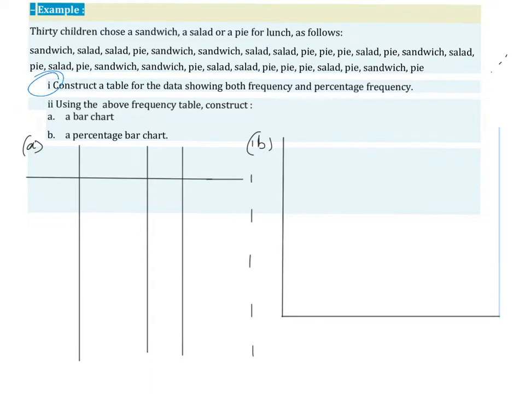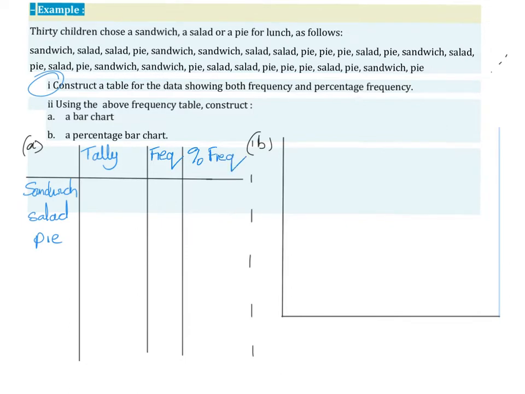So what are the three things that we are looking at here? They are sandwich, salad, and pie. Okay, now we introduced this column here called the tally column, and that will help us when we want to go through and work out how many of each we've got, which is our frequency. And then our last column will be the percentage frequency.